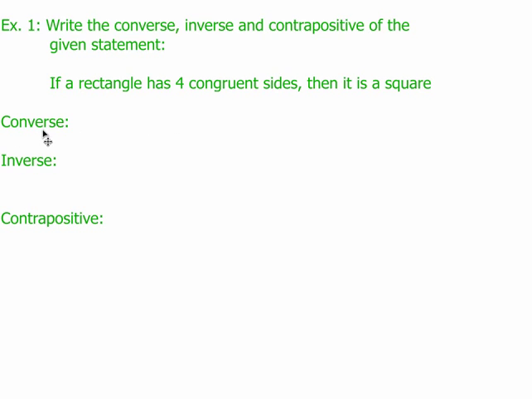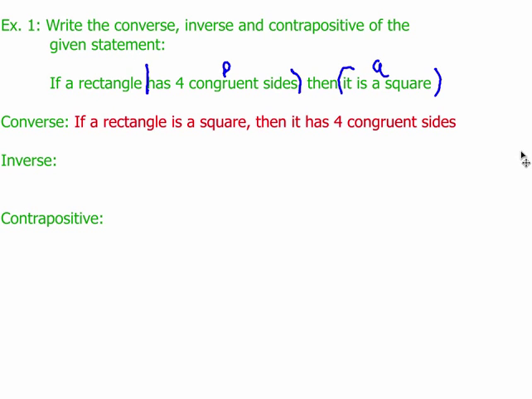So to do the converse, we know that all we do is switch our hypothesis and our conclusion. So our hypothesis is right here. Four congruent sides, that's P. And then it is a square, that's Q. So if I want to write my converse, then it is simply, if a rectangle is a square, then it has four congruent sides. You simply switch the congruent sides and the square. Hopefully everybody got that one.